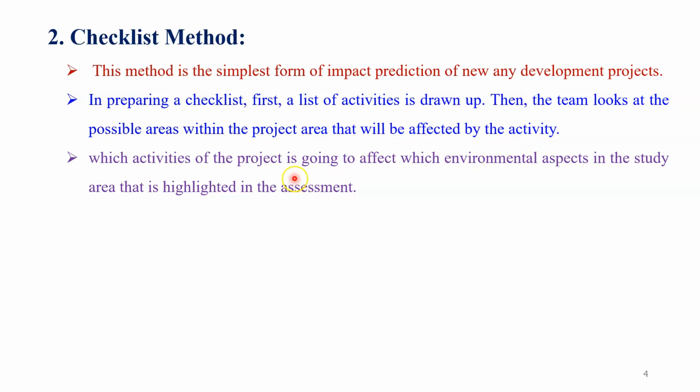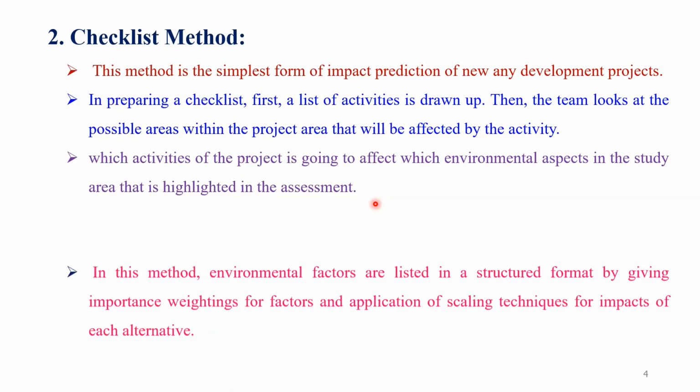Which activity of the project is going to affect which environmental aspect in the study area is highlighted in the assessment. So this is a very important feature of this method, because we are making a list of the various activities involved in the project, and simultaneously which part of the environment will be affected by all these activities. At this level we individually assess the impact of each activity on which factor of that area will be affected. So this is a very important feature of this method.